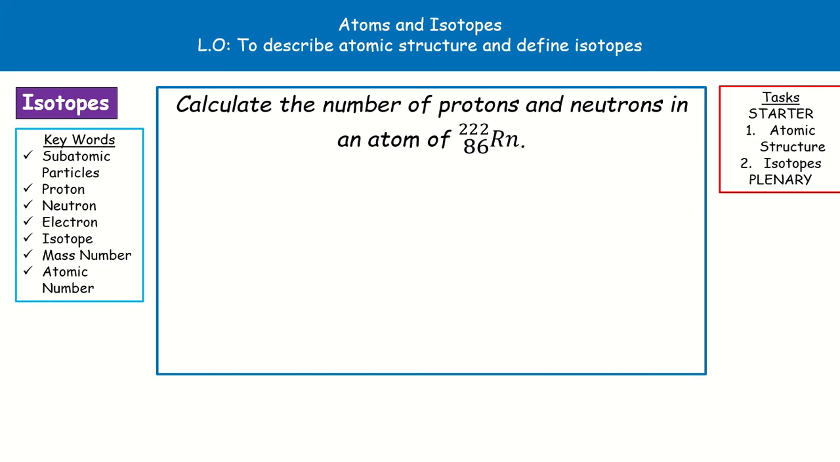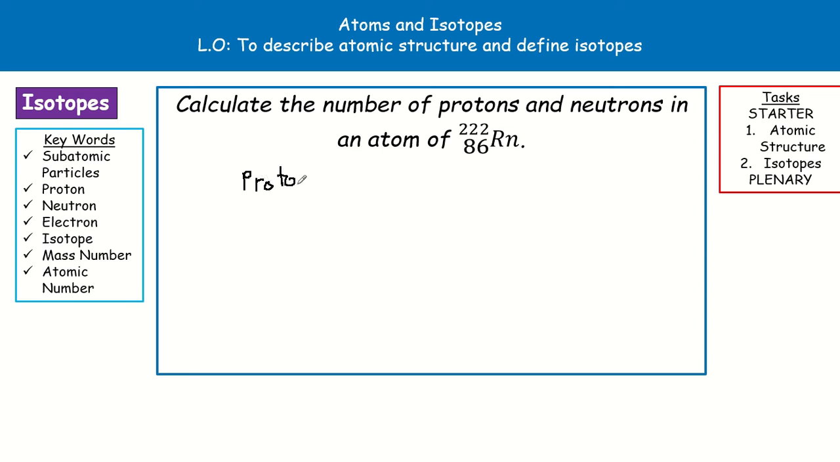So let's have a look at the kind of question we could get for this then. Calculate the number of protons and neutrons in an atom of radon 222. So what we've been given there is the symbol for radon, Rn. We've got the mass number and our atomic number. So we're being asked to work out the number of the protons and neutrons. So we'll do the protons first of all.